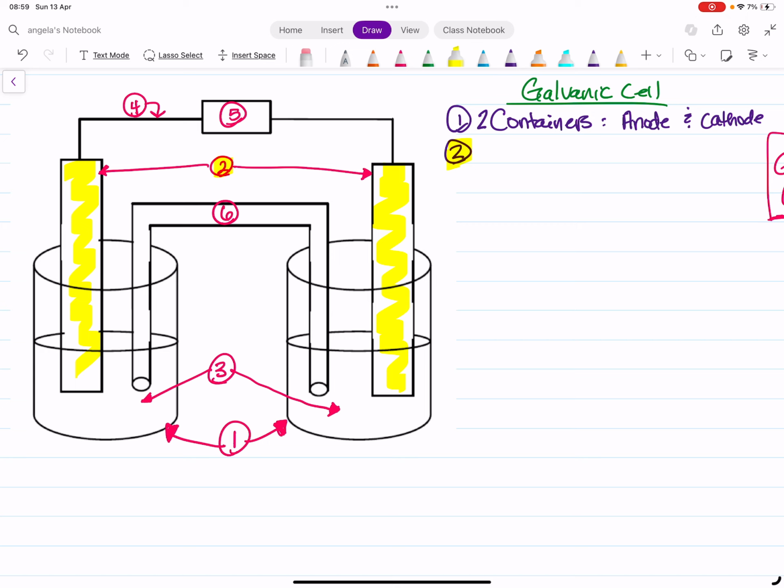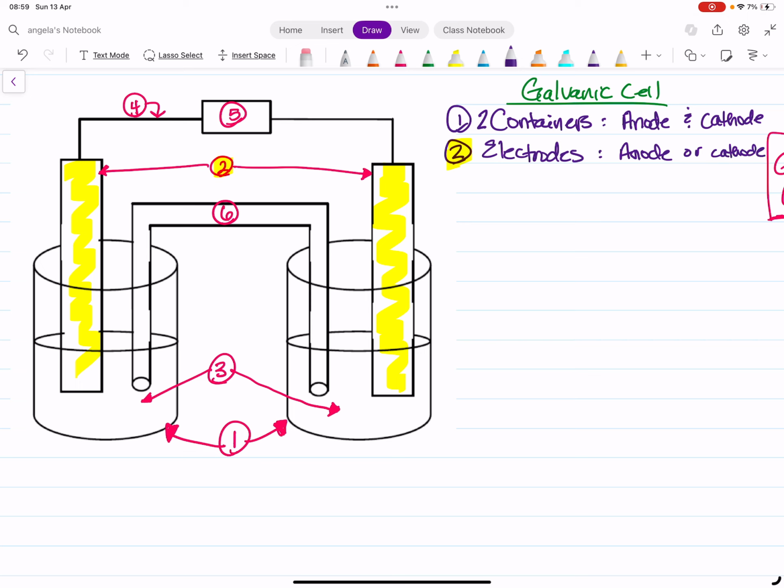So number 2, these are called the electrodes. And these are part of the anode and or the cathode, depending on which one they are. You will have one anode and you will have one cathode. You can't have two of the same thing, and you can't have just one in a galvanic cell. You have to have one anode and one cathode. So these are your electrodes. They are also the anode or the cathode.